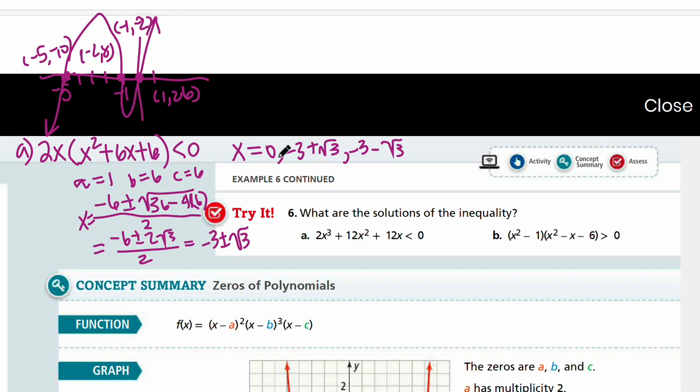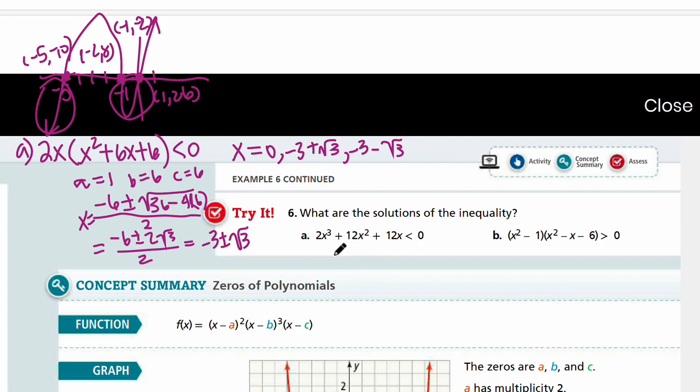And then now we have to think about our solution. All of this has to be less than 0. So anything less than 0, when your y value is less than 0, would be your solution. So this part and this part would be our solution. Okay, so yeah, first you figure out the zeros, and then you look at the intervals and see what satisfies your original equation.